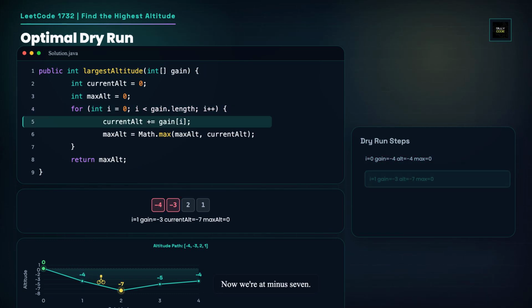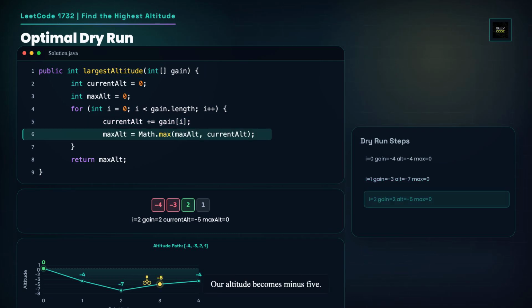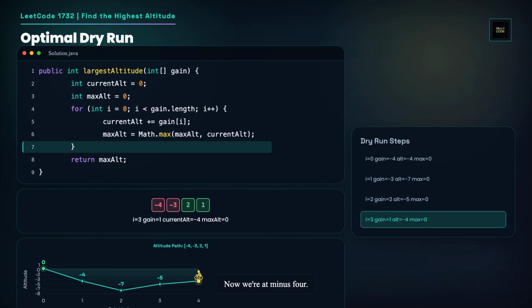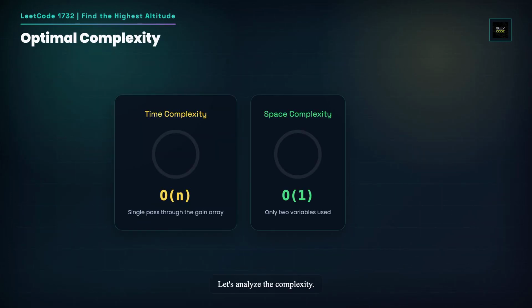Next, we go down by 3 more. Now we're at -7. Still lower than 0. Nothing changes. Now we climb by 2. Our altitude becomes -5. Better than before, but still not higher than 0. Finally, we climb by 1. Now we're at -4. Again, we never crossed our starting point. So the highest altitude during the entire journey remains 0. Even though we kept moving, we never reached a point higher than where we started. So the answer is 0.